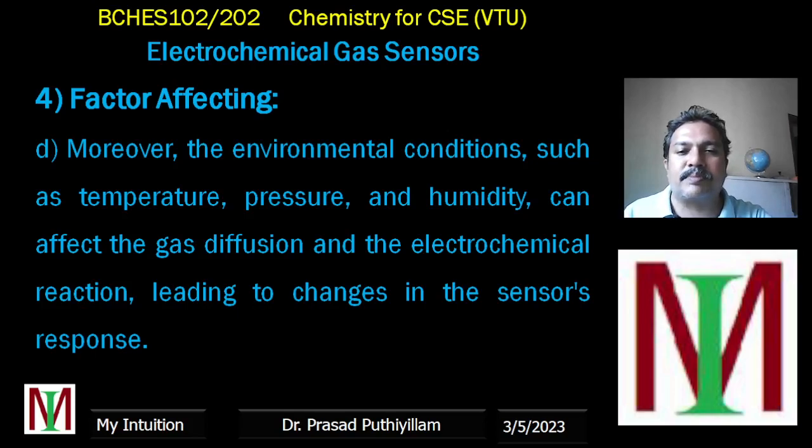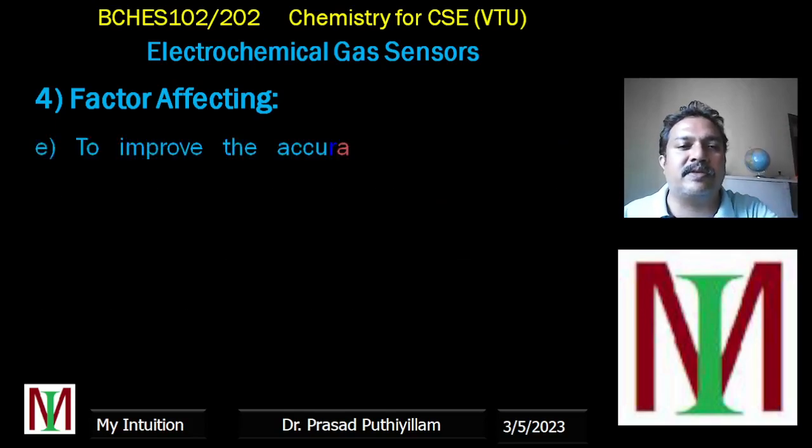Temperature we need to consider, pressure we need to consider, humidity we need to consider. That means we should have a temperature sensor, a pressure sensor, as well as a humidity sensor. That is the point behind this sentence. We should have separate sensors for temperature, pressure, and humidity, and then we can have the electrochemical gas sensors. They are available now, so no need to worry.